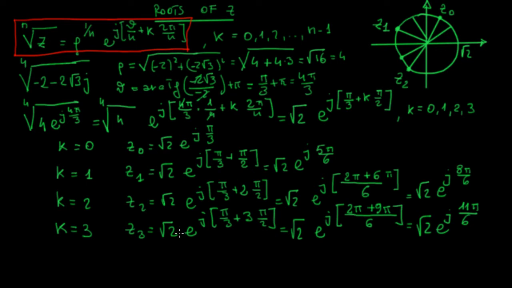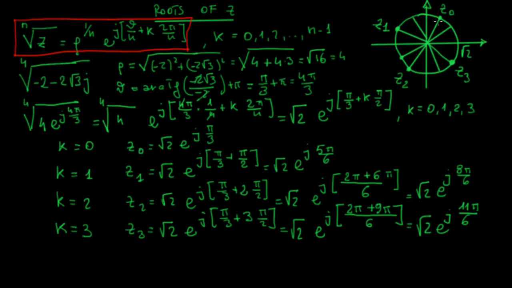And the last one, z sub 3, has as argument 11 pi over 6. Of course, this is 9, this is 10, and this is 11 pi over 6. So this is z sub 3. As we can easily see, these 4 roots are located at equal distance, equally distributed over the circle.